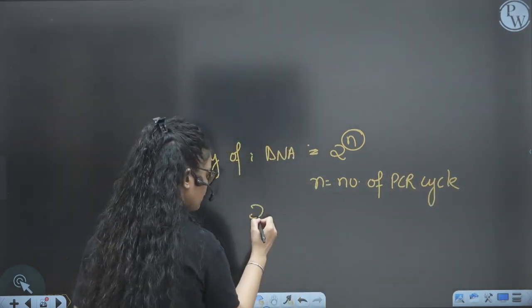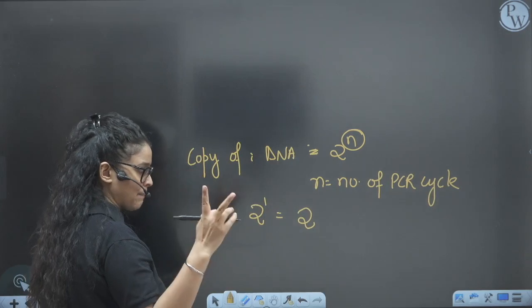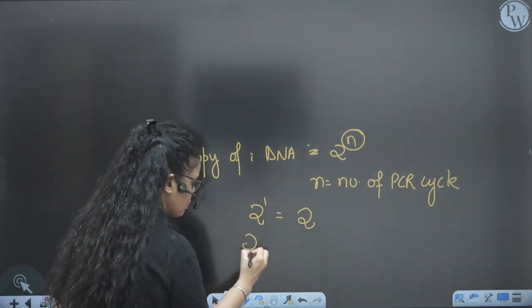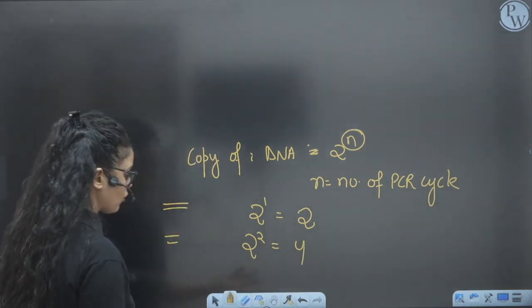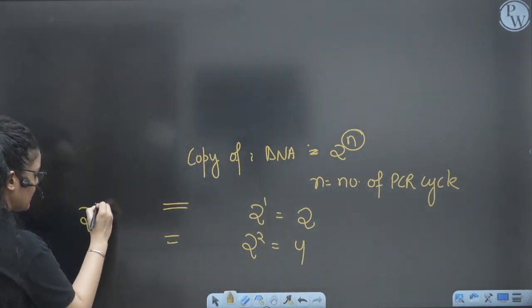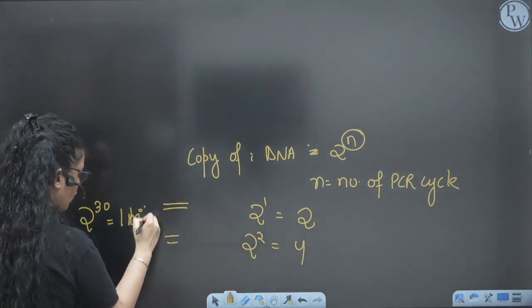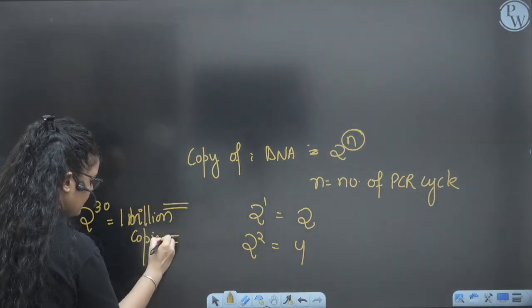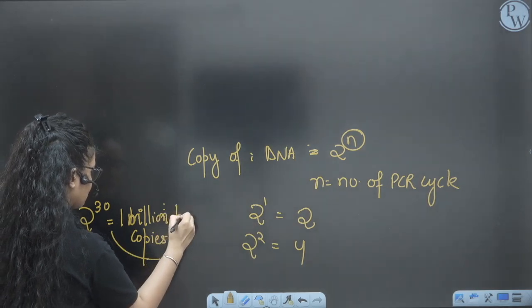Suppose we are doing PCR 1 time, we will get 2 replicated pieces of DNA, as we have seen. Suppose we are doing it 2 times, we will get 4 copies of DNA. And suppose we are repeating it 30 times, we will get 1 billion copies of DNA. So it gets replicated 1 billion times, right?